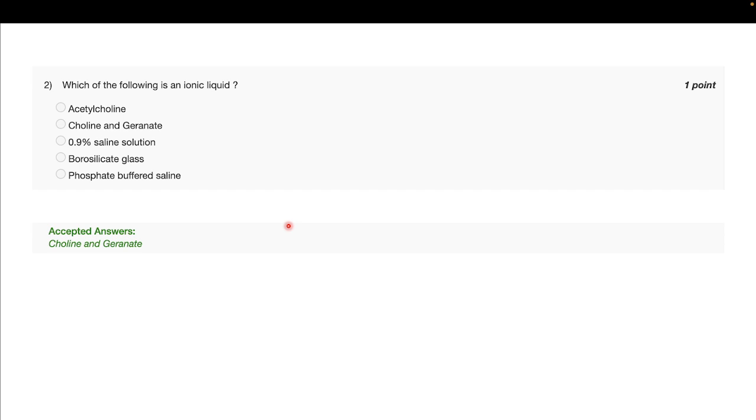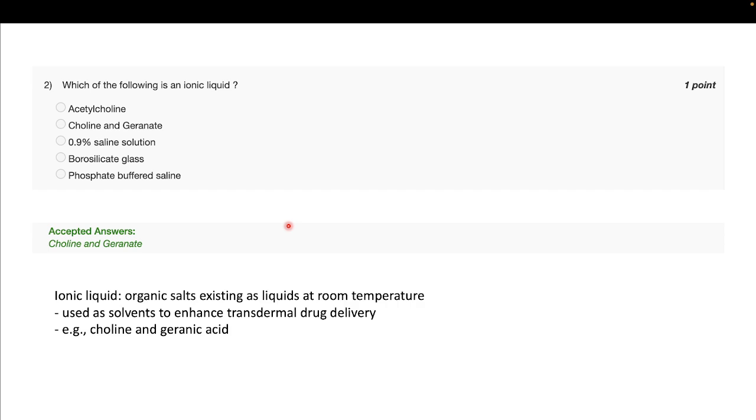The correct answer is option 2, that is choline and geranate. So what is an ionic liquid? These are organic salts that exist as liquids at room temperature. They are mostly used as chemical enhancers to increase the permeability in transdermal drug delivery. We were looking at the stratum corneum layer being a barrier for the transdermal route. So you use some chemicals which then destabilize this stratum corneum to increase the permeability of your drug.